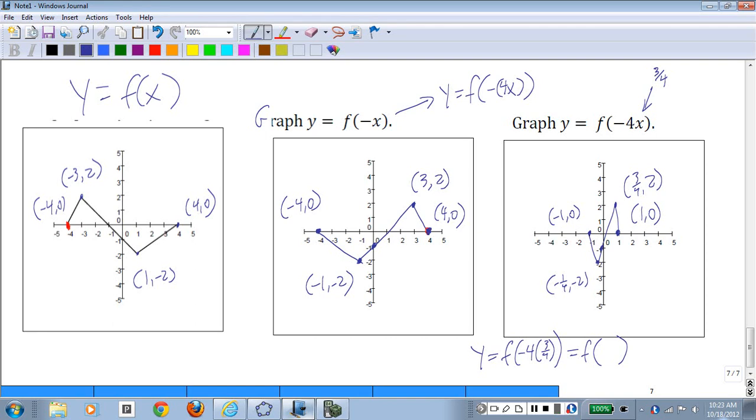Or maybe, what's negative 12 divided by 4? Negative 3, maybe. Like that. How would we figure out what f of negative 3 is, if this is the graph of y equals f of x?